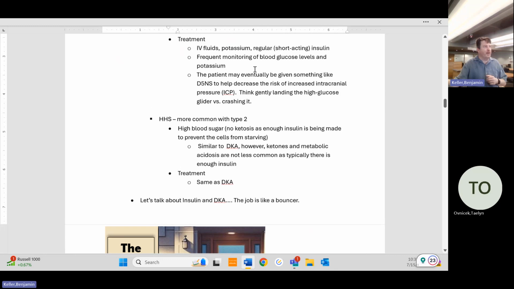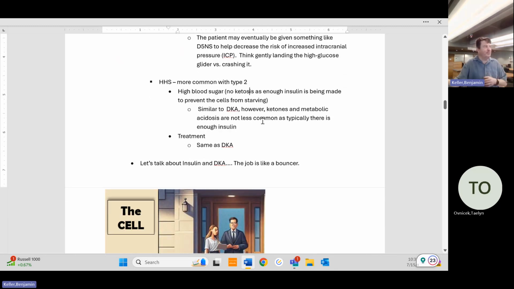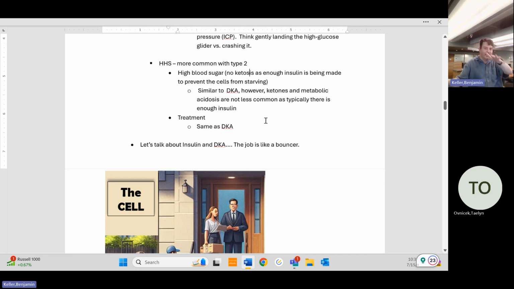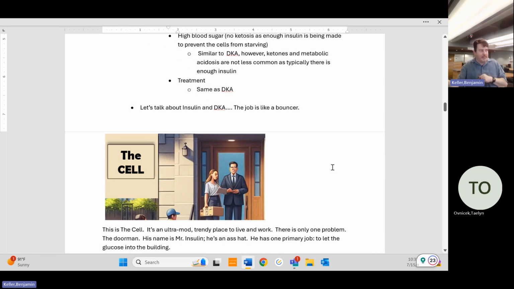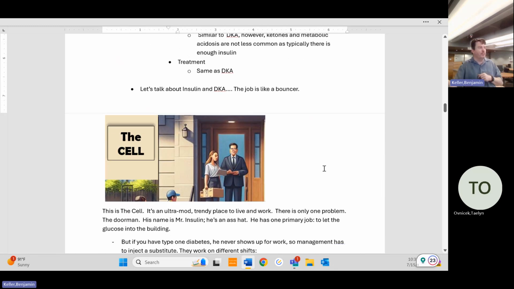So we will go back and we will still give IV fluids, probably give potassium. We may be giving some insulin, and we'll be doing frequent monitoring of glucose levels and potassium. And we may end up giving some D5 normal saline as we're landing that plane gently. So let's talk a little bit about insulin and DKA, because I think this can be helpful.